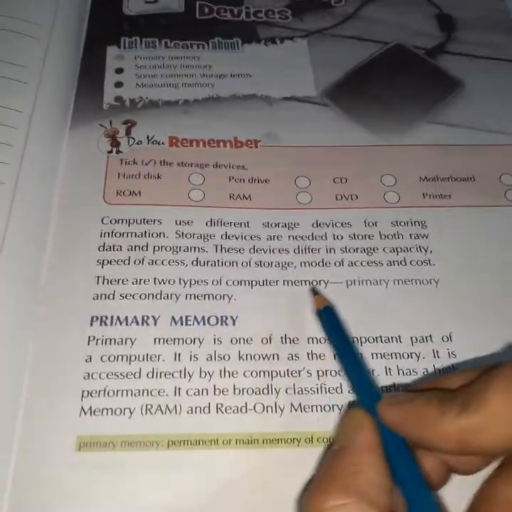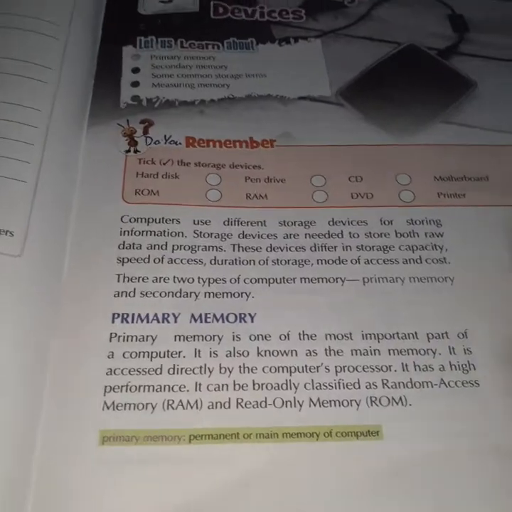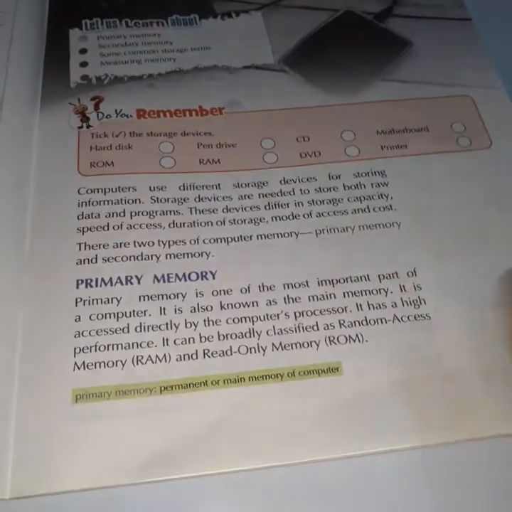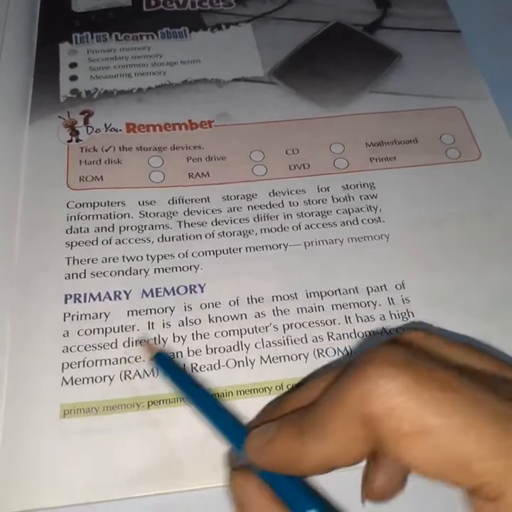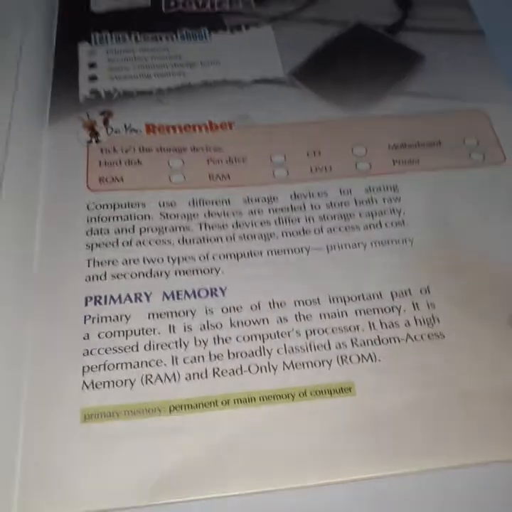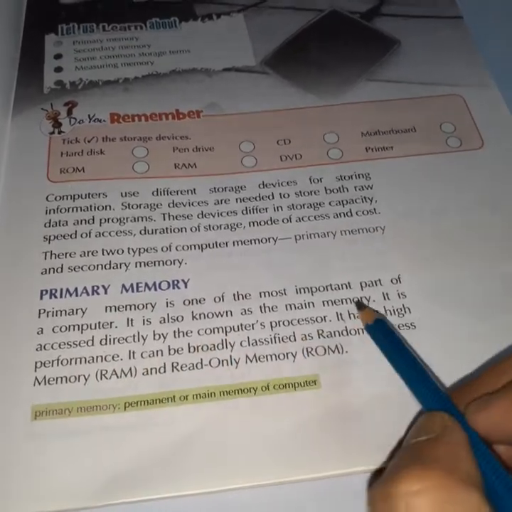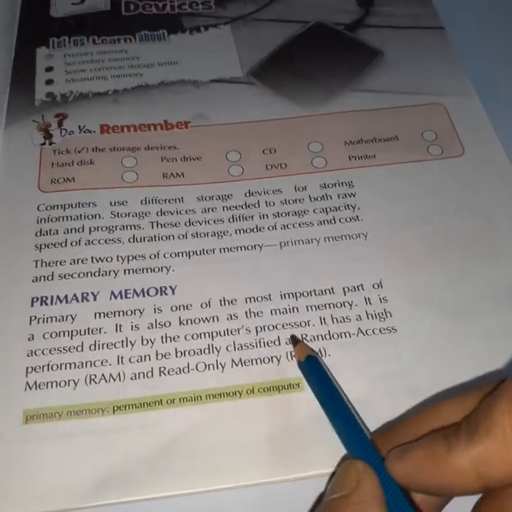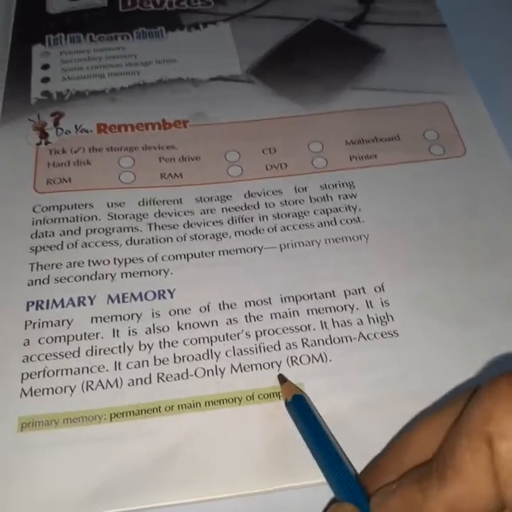Now, there are two types of computer memory, primary memory and secondary memory. In the previous chapter, we read about primary memory and secondary memory. What is primary memory? Primary memory is one of the most important parts of a computer. It is also known as the main memory. It is accessed directly by the computer's processor. It has high performance. It can be broadly classified as random access memory, RAM, and read-only memory, ROM.